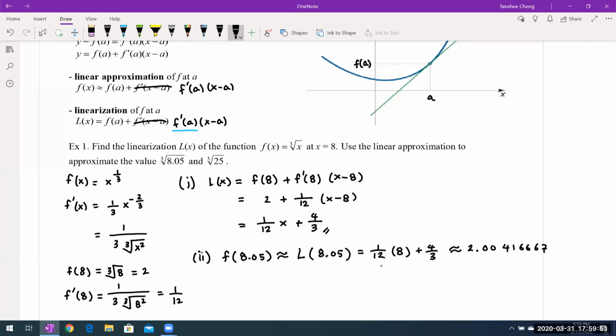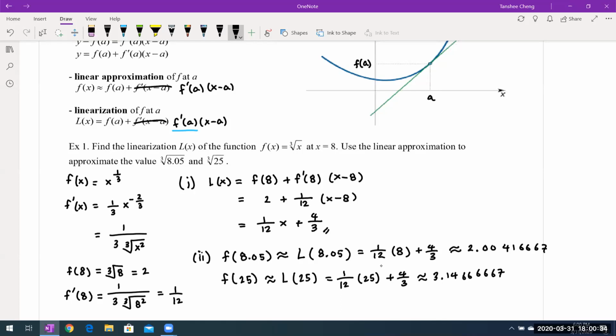So if you continue on the next one, the function value evaluating at 25 is the cube root of 25. If I use the linearization function evaluating at 25, this will be 1 over 12 times 25 plus 4 over 3. And this will give us the approximate answer 3.14666667.